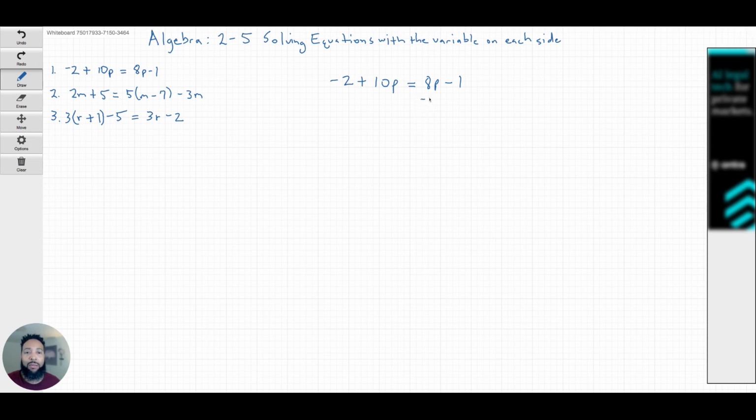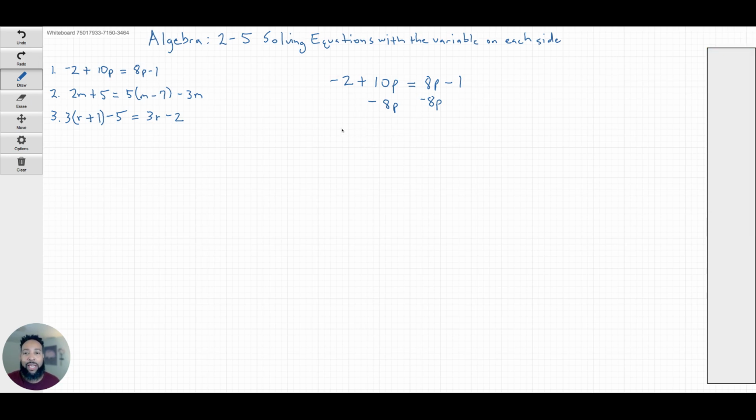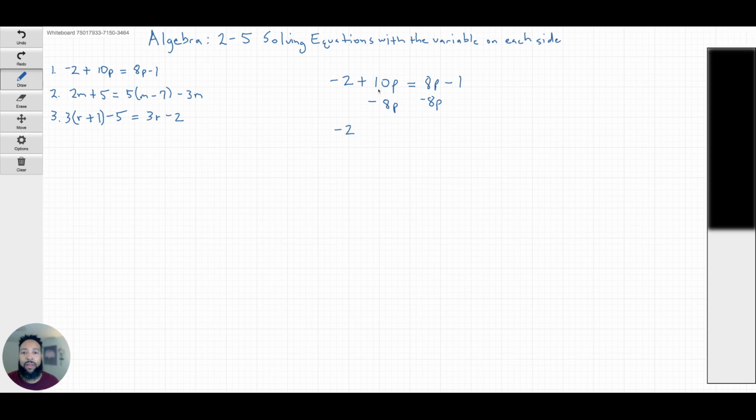So what I'm going to do is subtract 8p on both sides, and you'll see why in a minute. If I subtract 8p on both sides, on the left side, that gives me negative 2. 10 minus 8 is 2, so 10p minus 8p is 2p. So we have plus 2p equals 8p minus 8p, which is 0. So we're left with negative 1 on the right side.